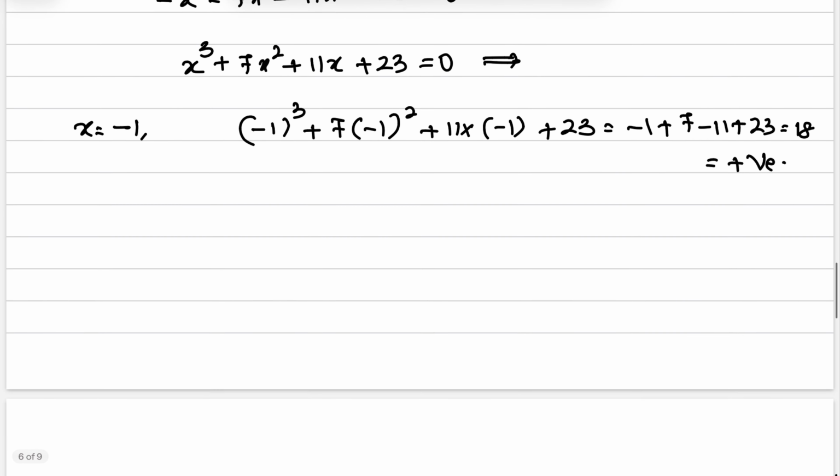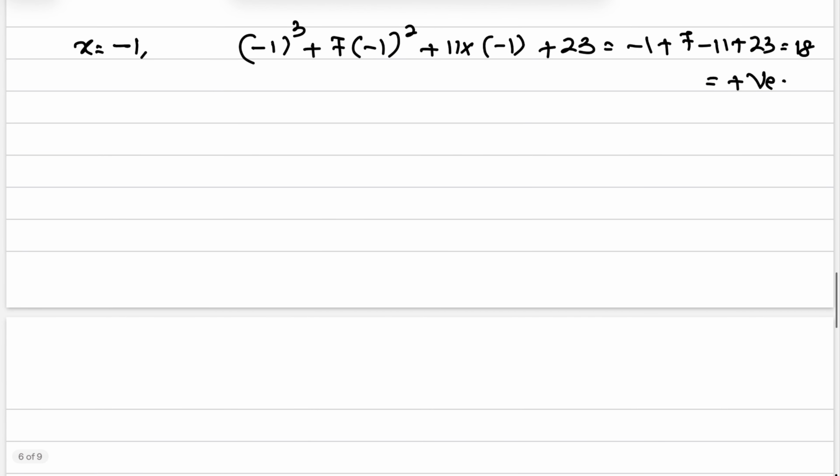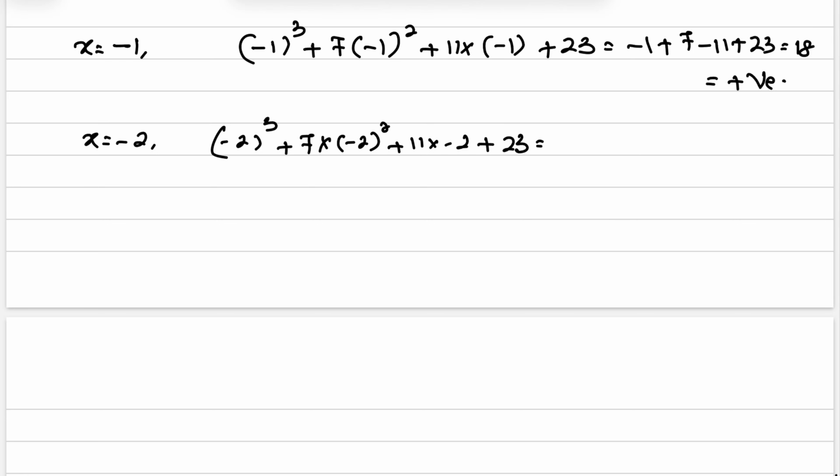Now, when x is equal to minus 2, minus 2 cube plus 7 into minus 2 square plus 11 into minus 2 plus 23. That is minus 8, 7 fours are 28, plus 28 minus 22 plus 23. 20 minus 22 is minus 2, plus 23 is 21. That is equal to positive.